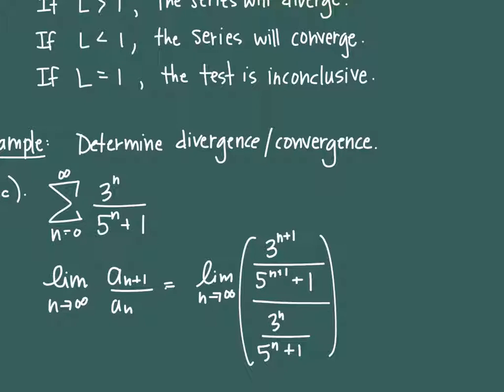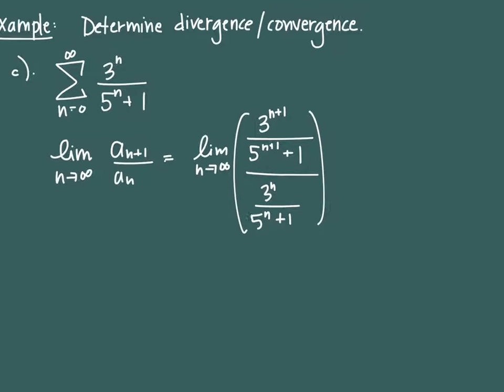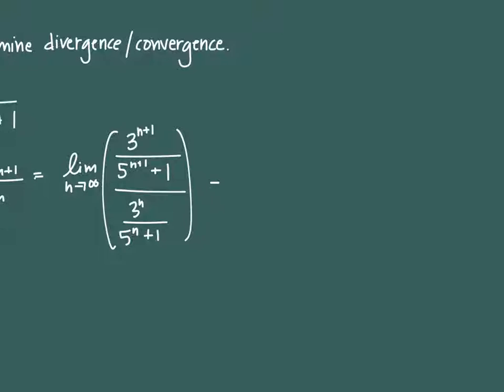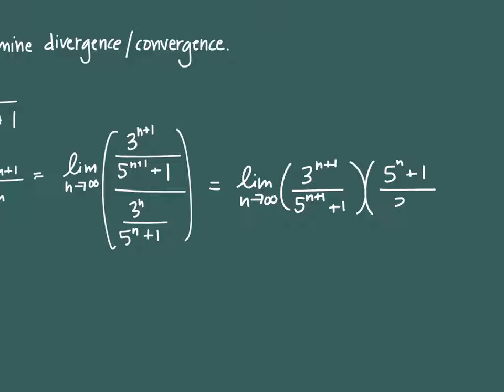Now that's awkward to write it like that. So you're probably going to find it easier to write it like this: 3 to the n plus 1 over 5 to the n plus 1 plus 1, and then multiply by the reciprocal instead. So then 5 to the n plus 1 over 3 to the n. It's probably going to be easier to write it like that. Now something there can be reduced.